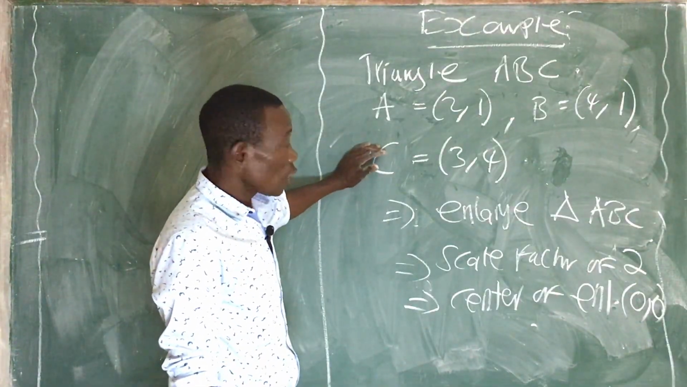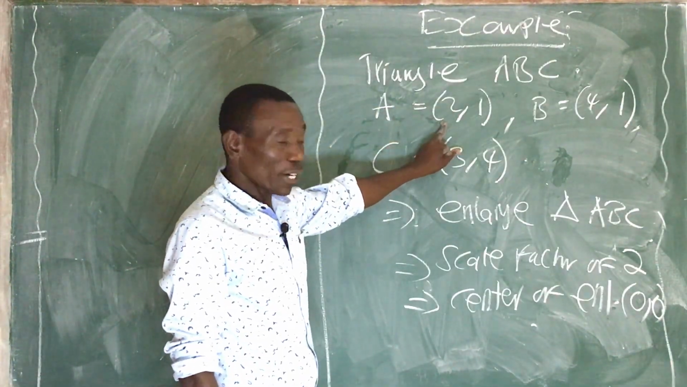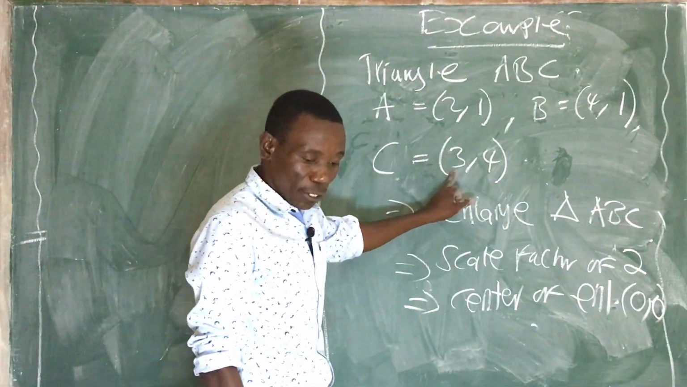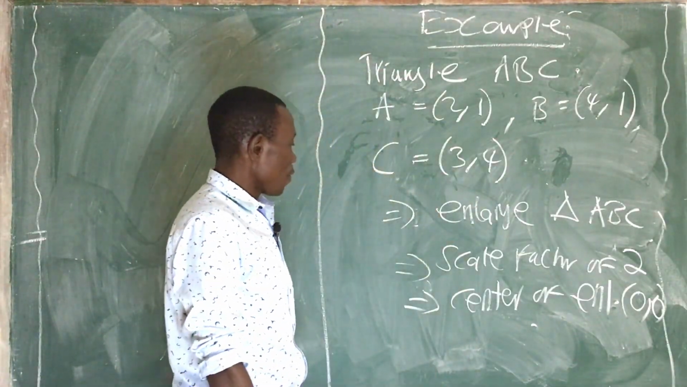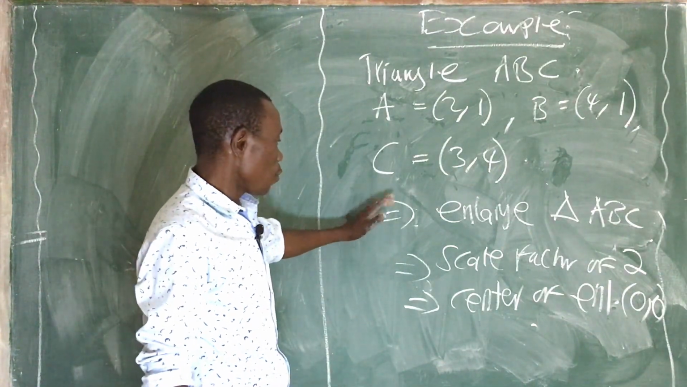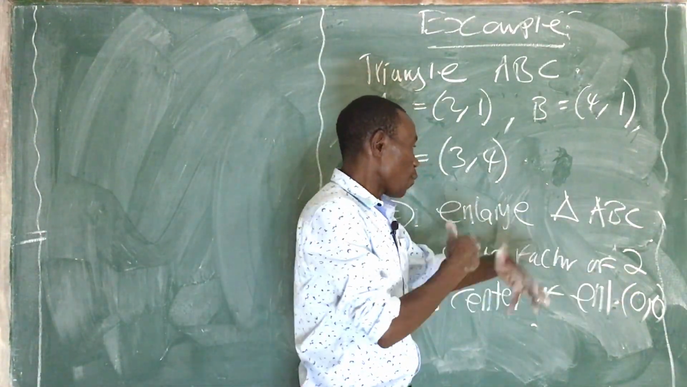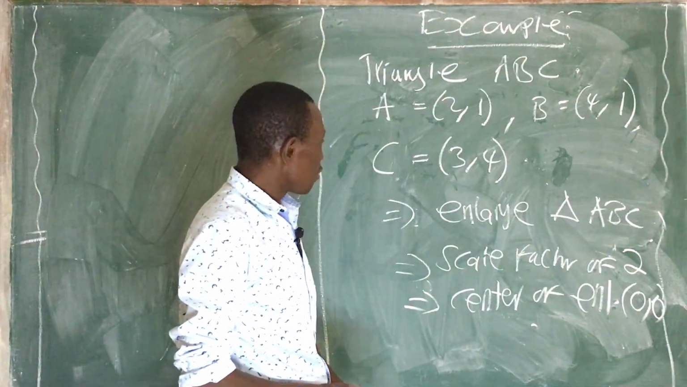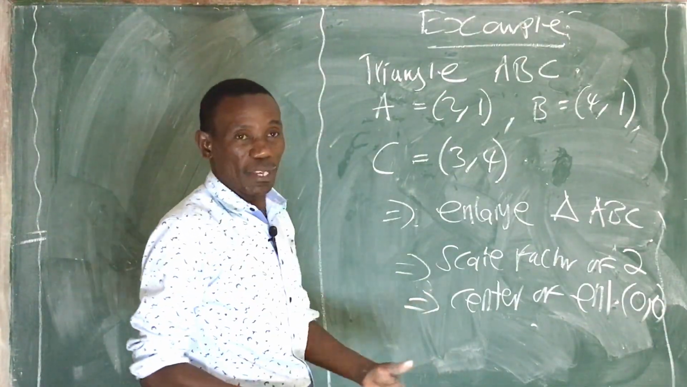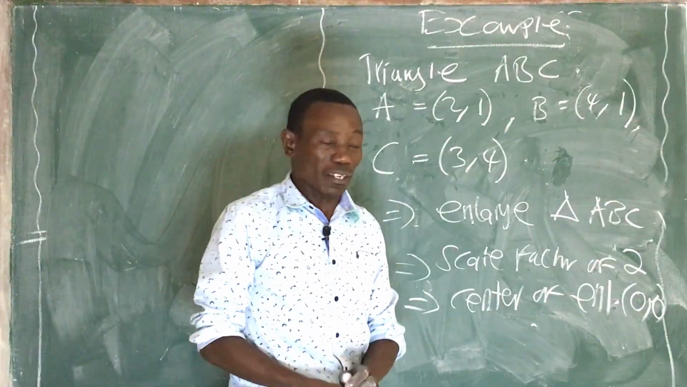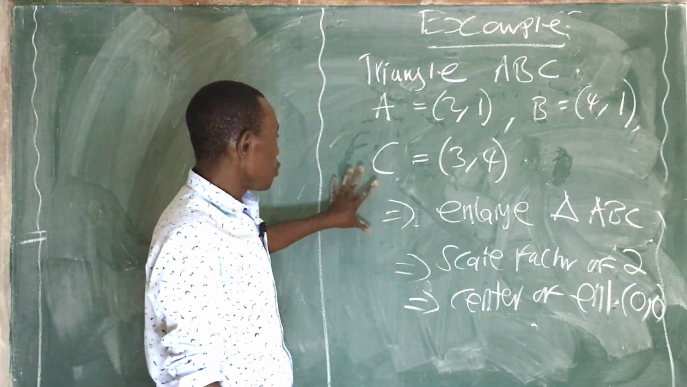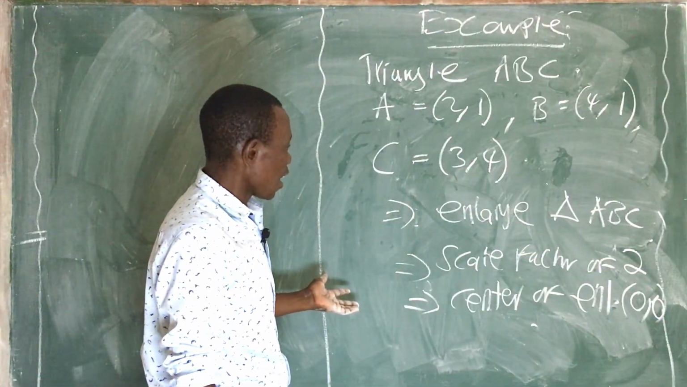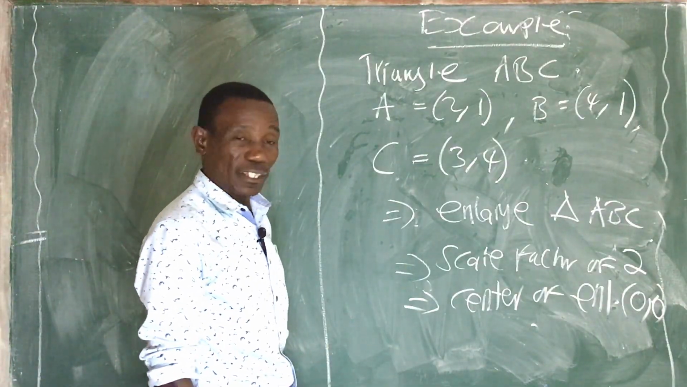We have a triangle here with vertices A found at (2, 1), vertex B found at (4, 1), and vertex C found at (3, 4). What we're asked here first is to enlarge this with a scale factor of 2. So it's more like we're going to double the size of this triangle. We might also be asked to draw both the image and the object on the same Cartesian plane. So apart from enlarging, we also need to understand how we can draw both the image and the object on the Cartesian plane.